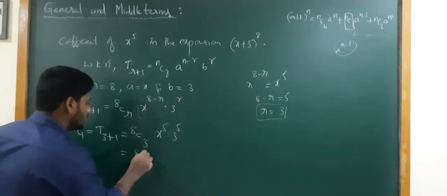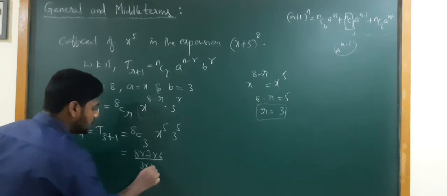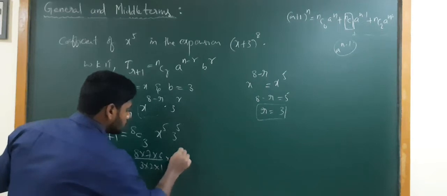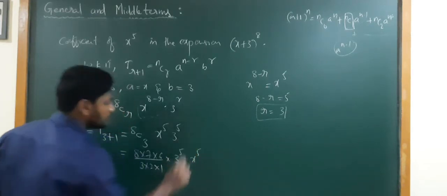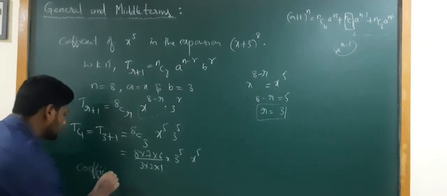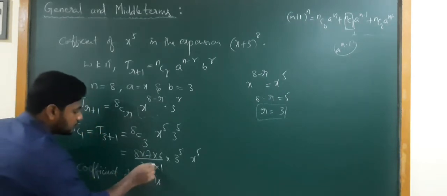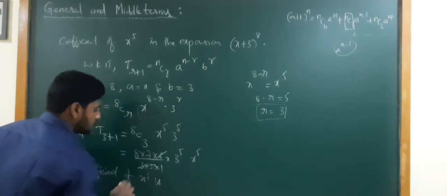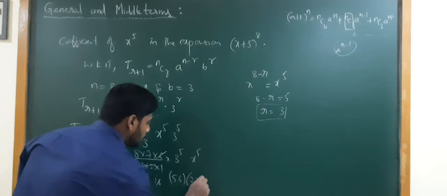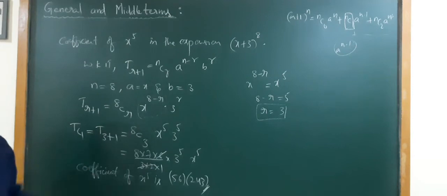What is the 8C3 value? 8 into 7 into 6 divided by 3 into 2 into 1; we need to decrease 3 times. Then x to the power of 5 into 3 to the power of 5. So from this equation, if they ask the coefficient, then the coefficient of x to the power of 5 is, simplify these, 3 into 2 is 6, and this is 8 sevens, 56, into 3 to the power of 5, which is 243. If you multiply these two, you will get a constant number, that is the coefficient of x to the power of 5.